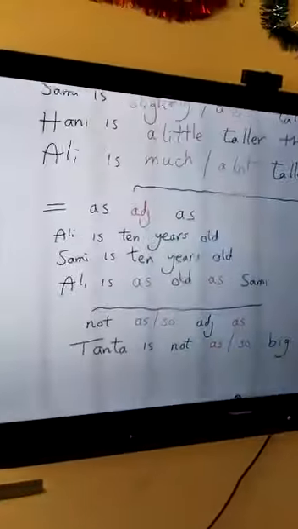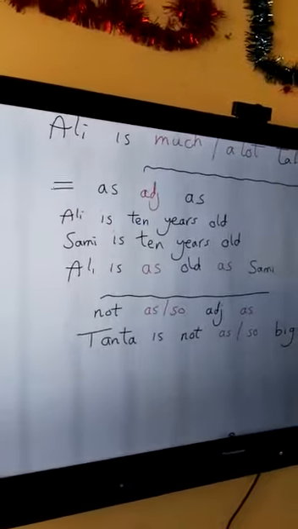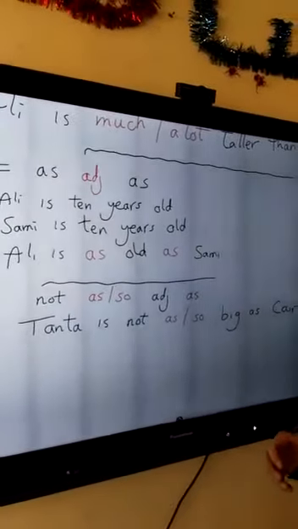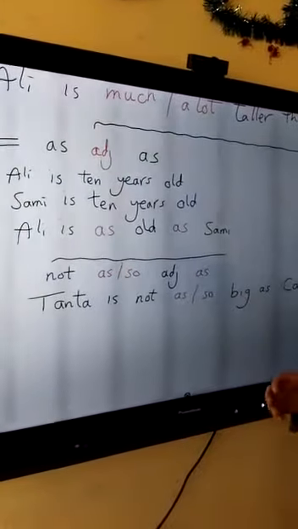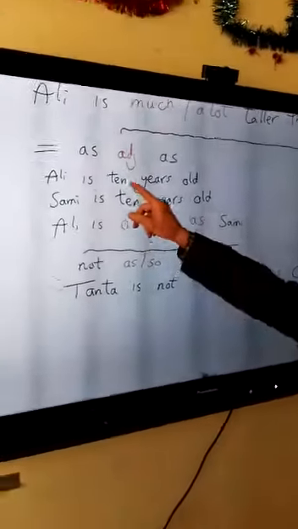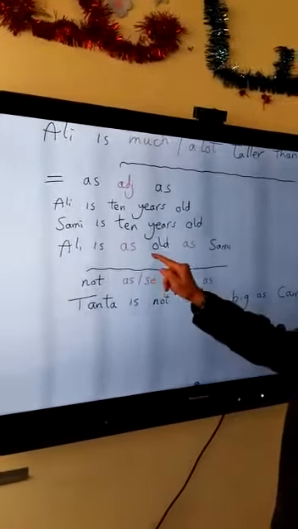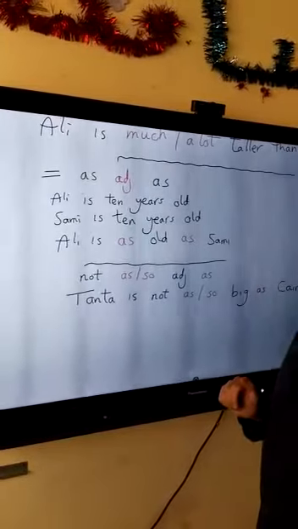Now let's talk about as adjective as, when there is equality, when the adjectives are the same. Look here. Ali is 10 years old. Sammy is 10 years old. Ali is as old as Sammy.